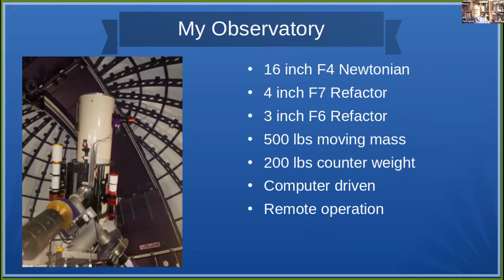And this is what's inside of it. A 16-inch Newtonian, a 4-inch refractor, and a 3-inch refractor, all co-mounted and co-aligned so I can observe at different magnifications at the same time. My goal, my dream back in the 90s when I started, was a client server paradigm for controlling the system, which I've now developed.